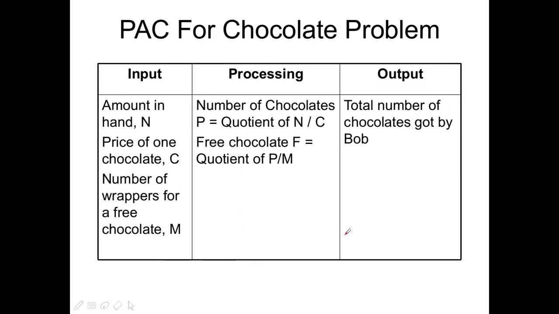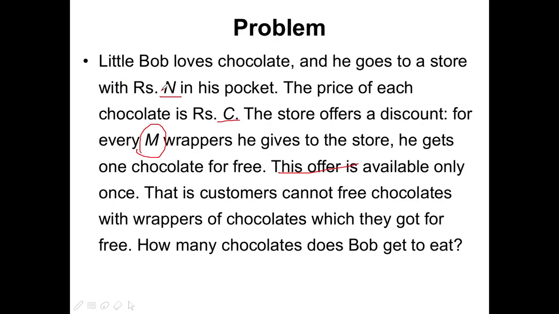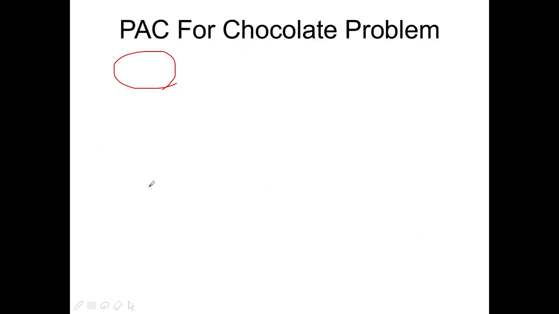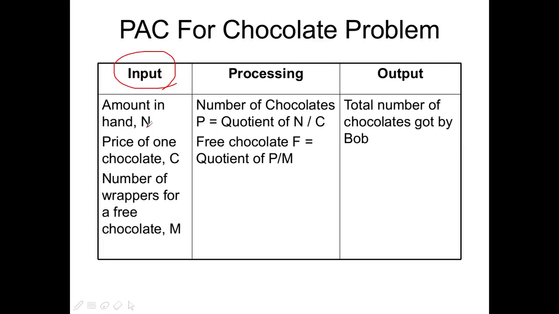Whenever you are trying to solve a problem, you have to analyze the problem and understand certain things. First one is you have to understand what input is required for solving the problem. When we were seeing the problem itself, we saw that there are three variables. All three variables should be given by the user. So you have to get the amount in hand, the price of one chocolate, as well as the number of wrappers for which he is going to get the free chocolate.